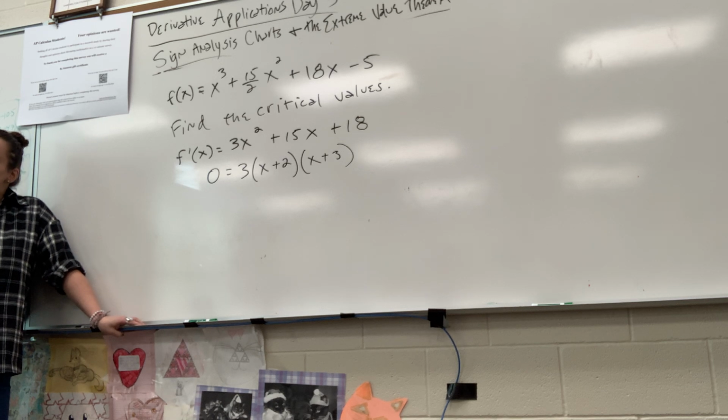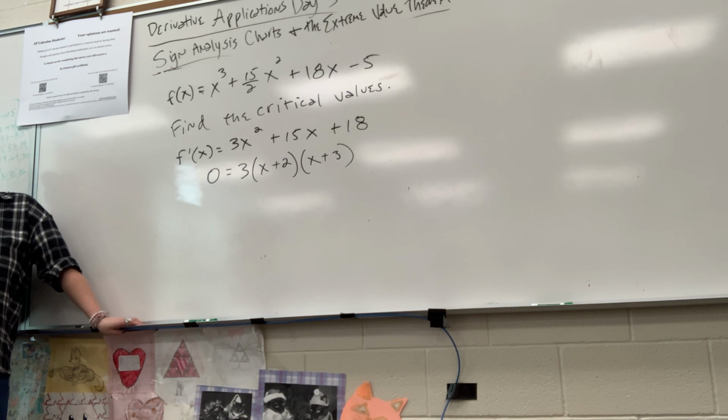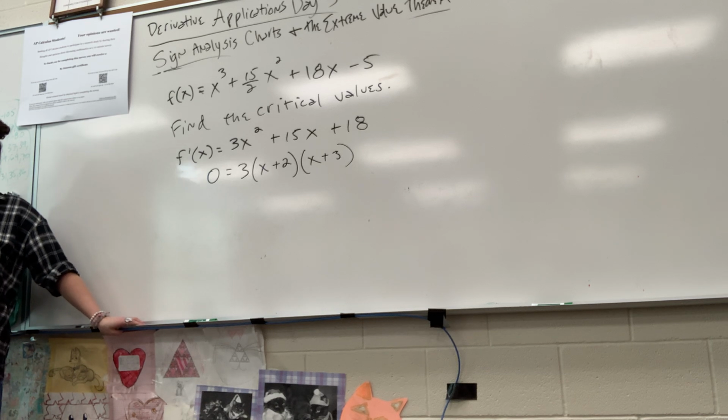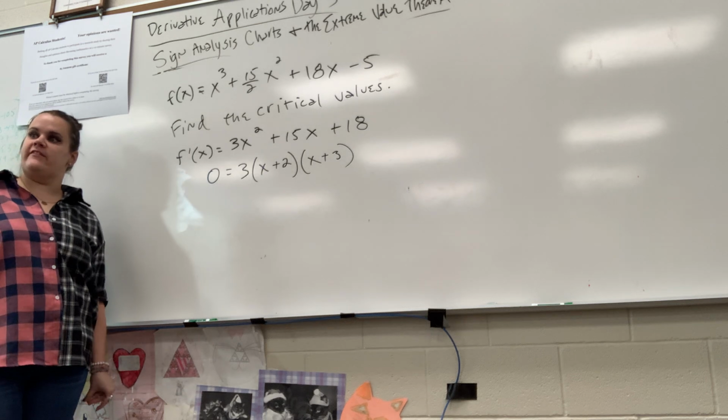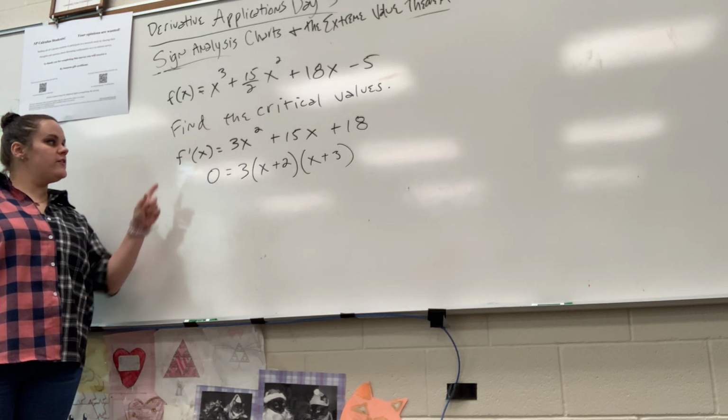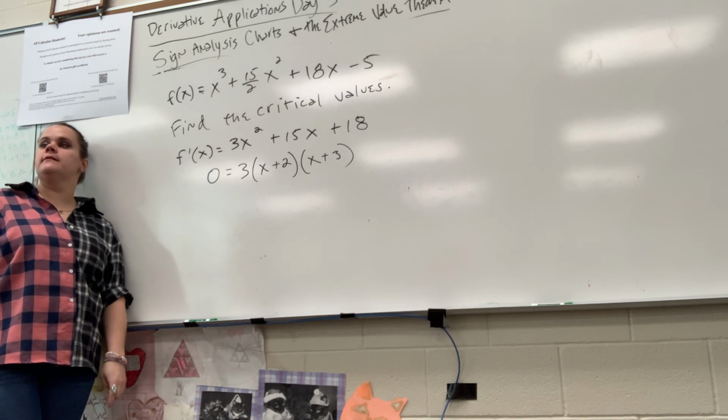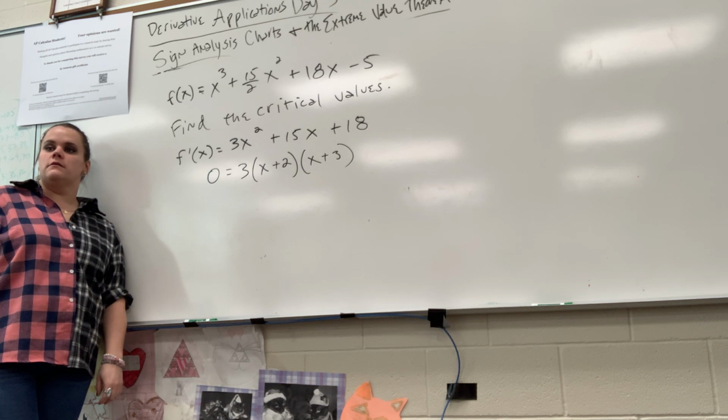Why does that equal 0? Because you're trying to find zeros. So I'm trying to find zeros. Do I have to worry about the undefineds? No. Why not? It's a derivative. But the critical values definition is zeros and undefineds of the derivative. So why don't I have to worry about undefineds? Because it's not over another thing.